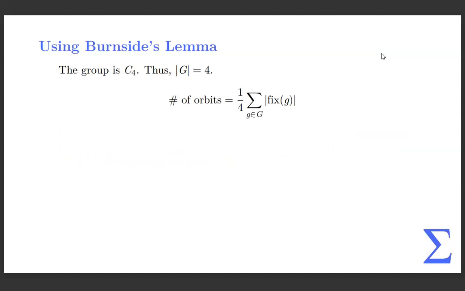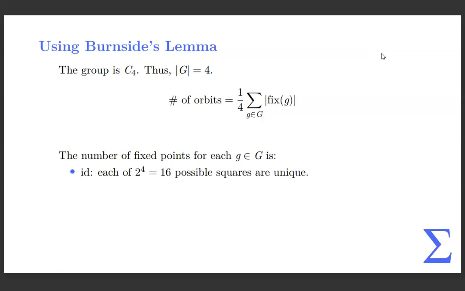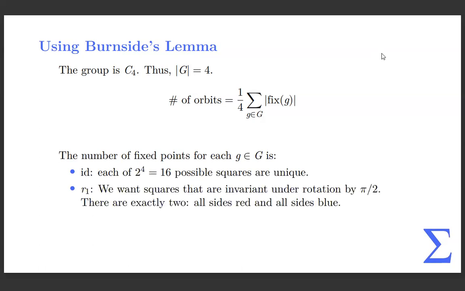And the cardinality of C4 is 4, because it's a cyclic group with 4 possible rotations: identity, rotate by 90, rotate by 180, rotate by 270. Now we want the fixed points. Under the identity, each coloring is unique, so all the possible squares are fixed. We knew this. What about R1? We want squares that are invariant under rotation by pi over 2. These are our fixed points. There are exactly 2: all sides red and all sides blue, because if you rotate these, they don't change.